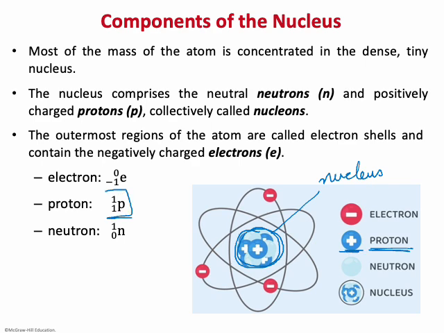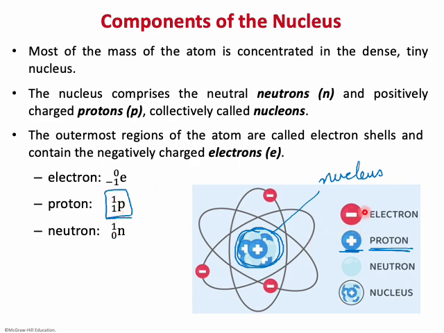So the symbol is small p with a subscript of 1 and a superscript of 1. The subscript 1 basically represents the charge, which is positive 1, and the superscript represents the mass, which is also positive 1. The second subatomic particle that is found inside the nucleus is a neutron. A neutron has a charge of 0, so that's why the subscript is 0, and the mass is still 1, so the superscript is 1.